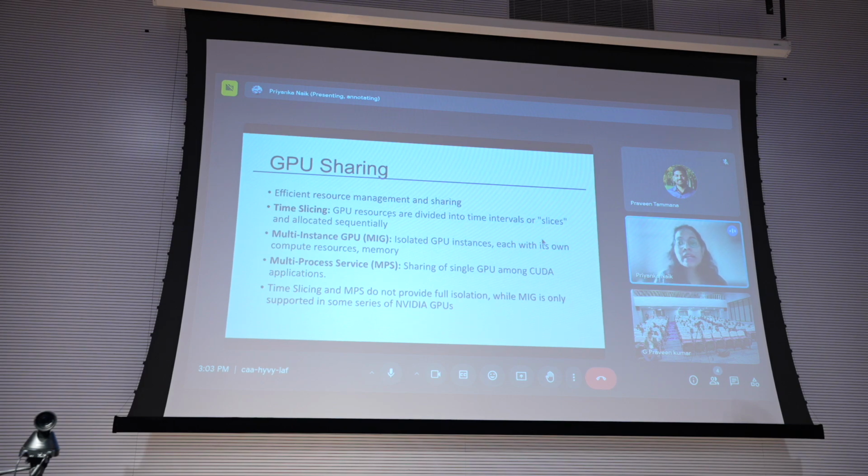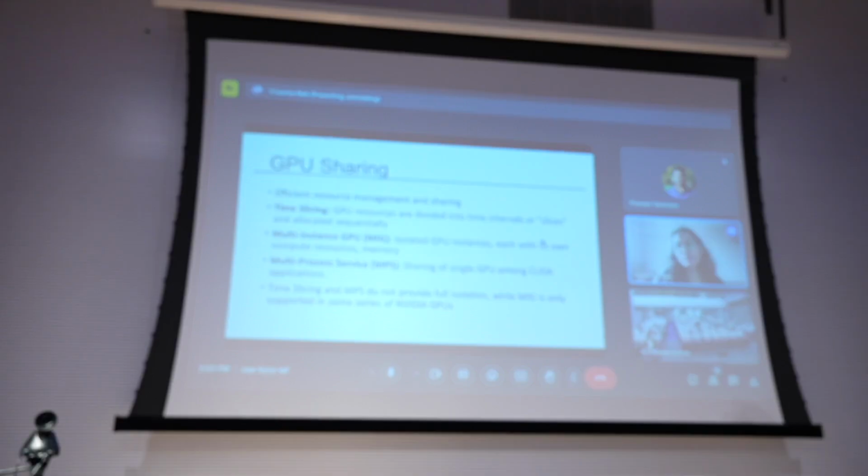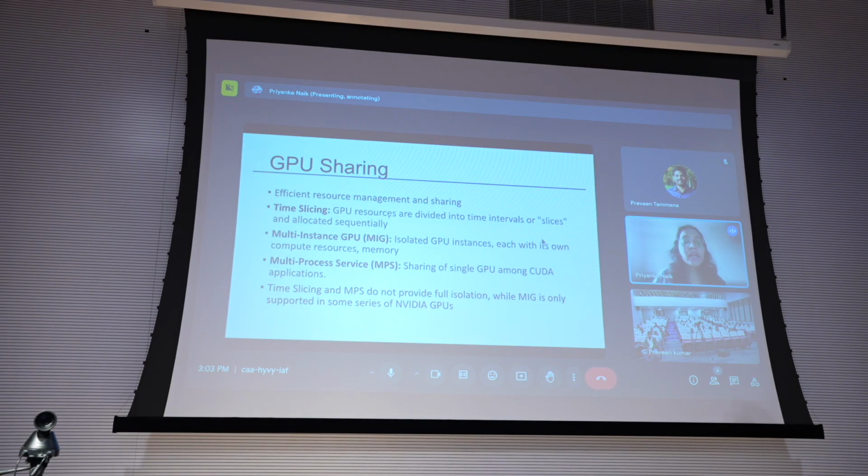That is, multiple CUDA contexts share this single GPU, and there is a seamless context switching that happens across these CUDA contexts. Right? And because there is context switching happening, there is a challenge that it is not complete isolation that MIG provides, but it is quite good when you want to maximize your throughput. Right?